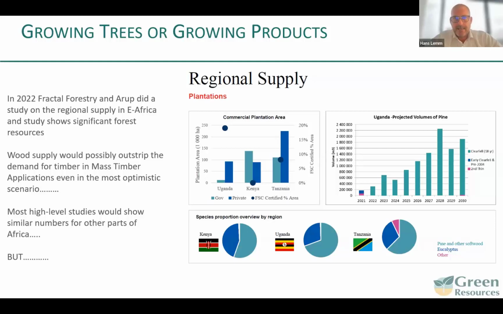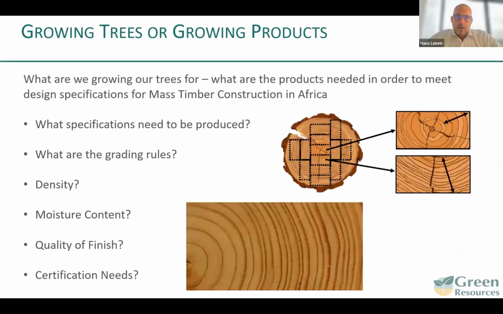But what is lacking is the knowledge of what is needed in order to drive mass timber development. And also what is lacking is the industrial capacity to produce the products that are required. We heard the professor talking earlier about all the things that you need to do when you want to establish a forest. But once you do that, it's going to take 15 years until your tree is mature.